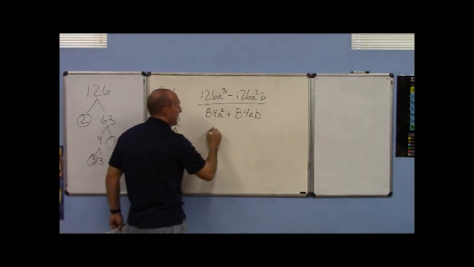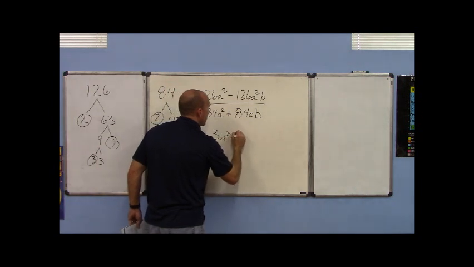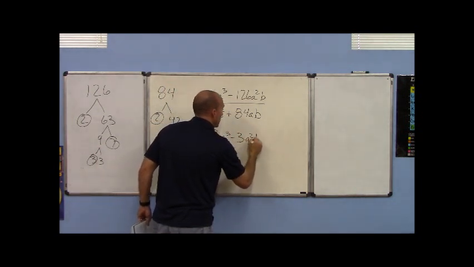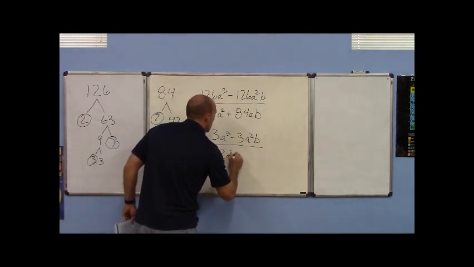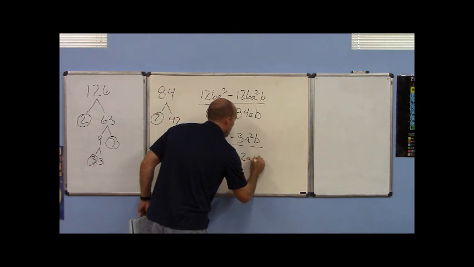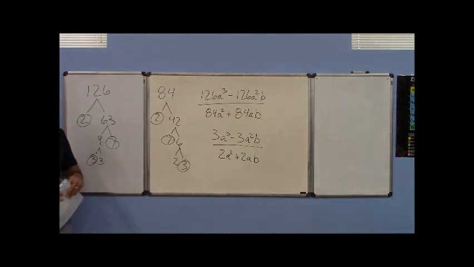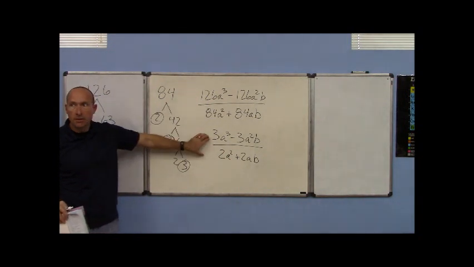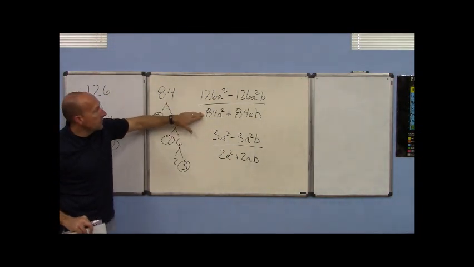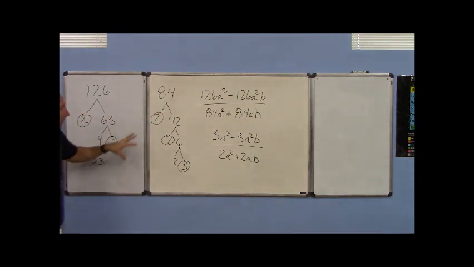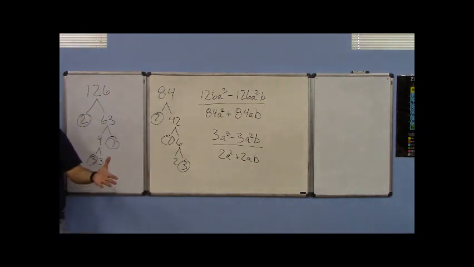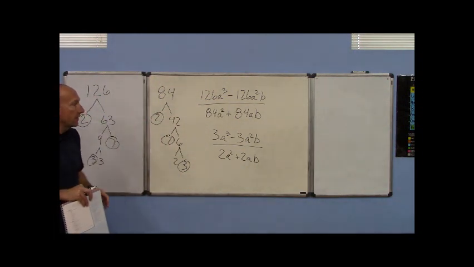So let's go ahead and rename that as 3a to the third minus 3a squared b over 2a squared plus 2ab. Okay, does everybody see how we got from here to here? We did factor trees for both 126 and 84. We found out which ones were common in both of them and removed them and left what was left over. We keep what is left over, and that stays plugged in, kind of like the x and the y that we had left over. Okay, we can't simplify that anymore.